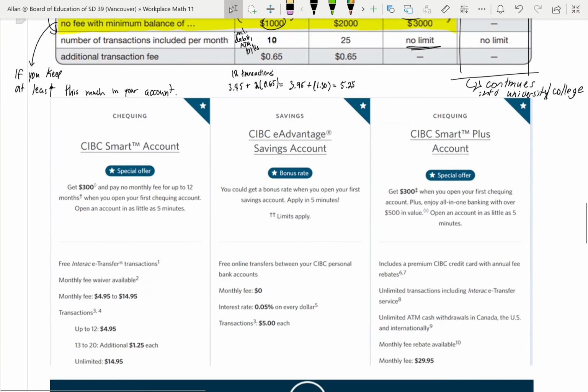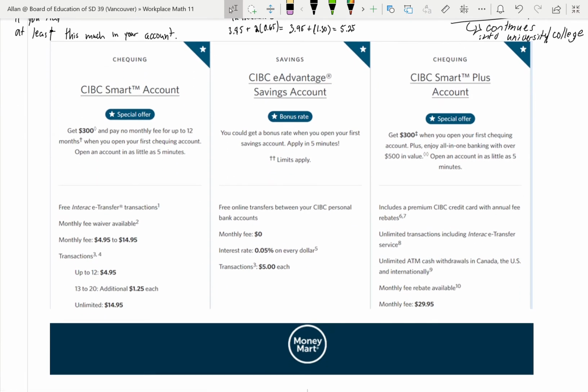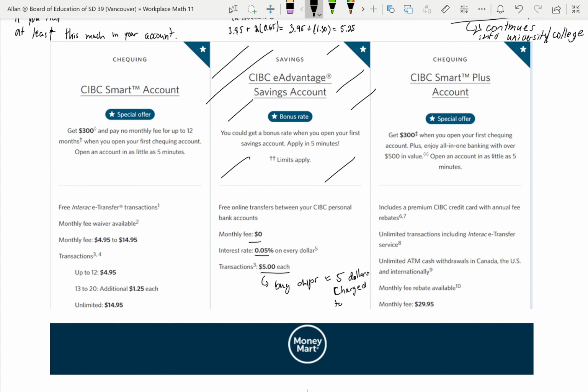Next up, I actually have here a screenshot of the CIBC accounts available. So we're going to ignore the savings account because our assignment is all about checking accounts. So we're going to ignore this middle one, but you can see it has an interest rate. Transactions are $5 each. There's no monthly fee, but this is something that you don't want to be using day to day, because each time you use your bank account, each time you go and buy a bag of chips, you're going to get charged $5. So buy chips equals $5 charged to bank. So savings accounts, we'll ignore them for now.